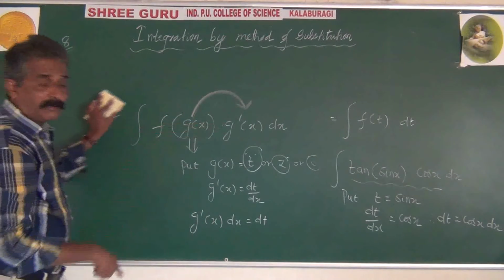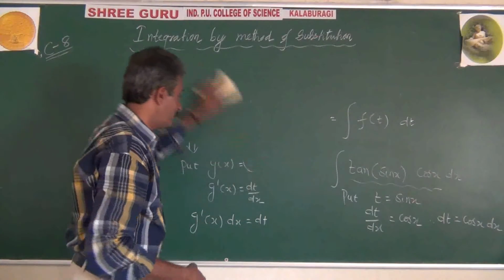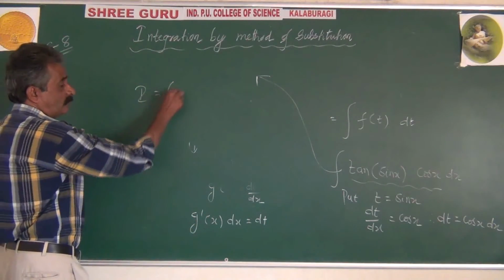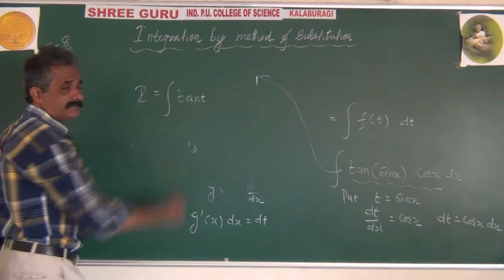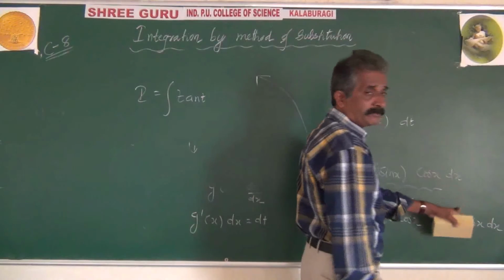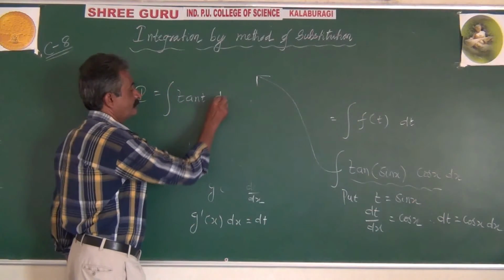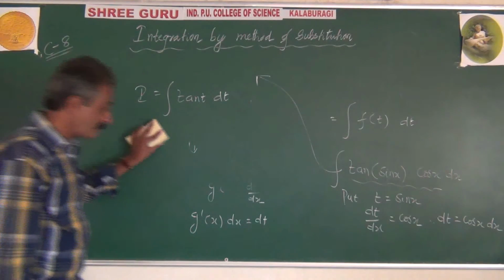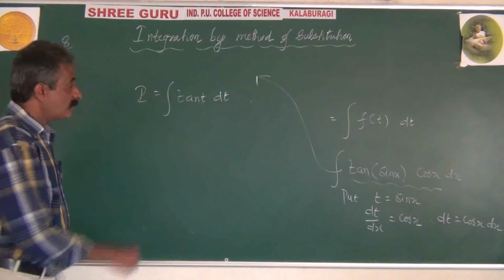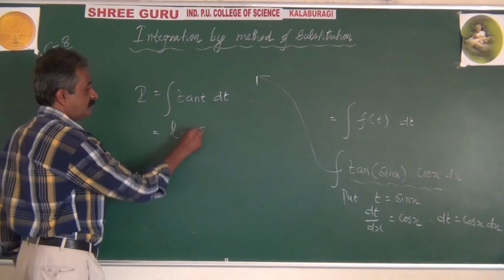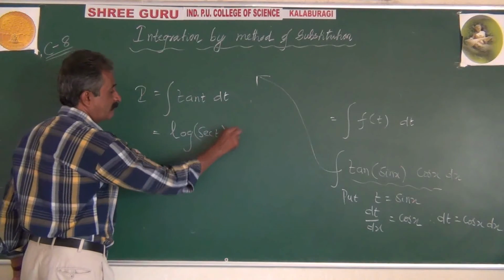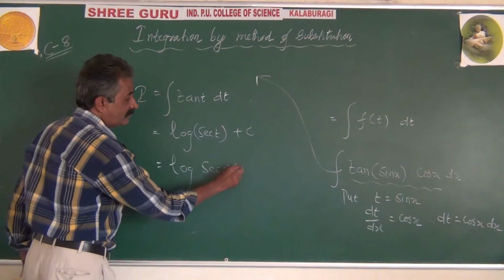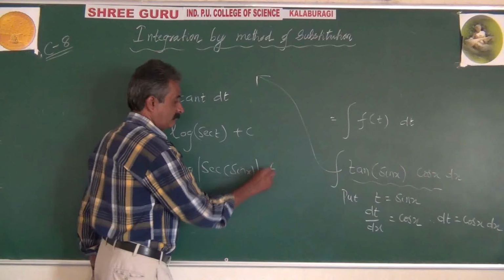So now, using all those steps in our main integration problem, the integration becomes: take I equal to tan of sin x. What is sin x? t. The rest of the term becomes dt. Now think of whether we have a formula for this or not. Yes, we have a formula. What is the integration of tan t? Log of secant t. Replace back the value of t without fail. Log of secant of t, where t is sin x, plus c will be the final answer.